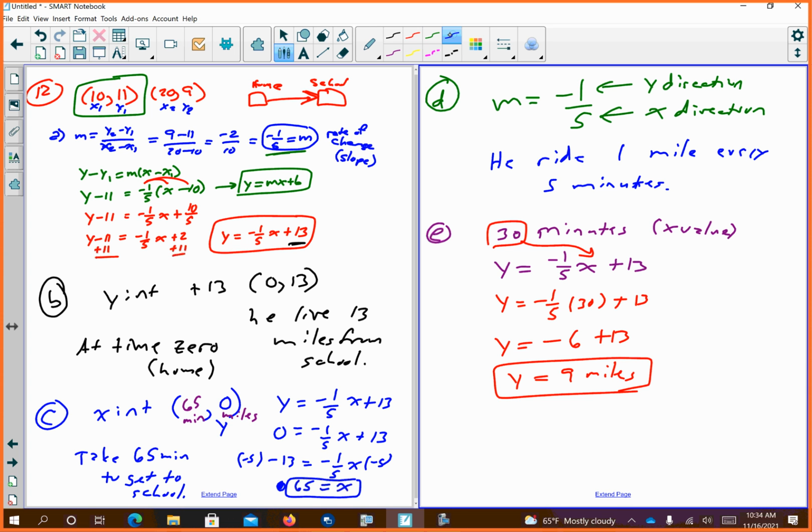And after how many minutes will he be 6 miles from school? So this is a y value. So I'm going to plug that into my equation. So I have 6 equals -1/5 x plus 13. Subtract 13 from both sides. So -7 equals -1/5 x. If I multiply each side by -5.